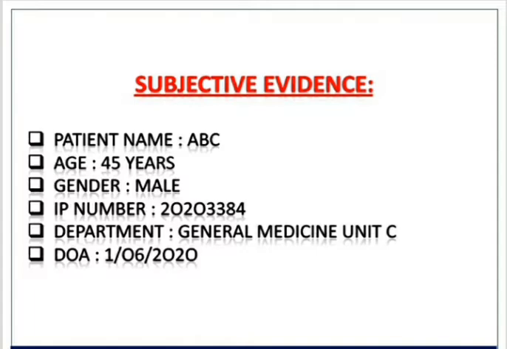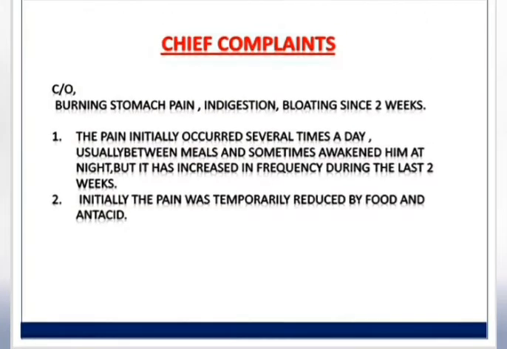Okay, now subjective evidence. Subjective evidence is nothing but the patient information, like the patient name ABC. You cannot mention the patient name, right? So we mention the alphabets. So this is a case of a 45-year-old male patient who was admitted in the General Medicine Unit C with an IP number 20203384 on 1/6/2020.